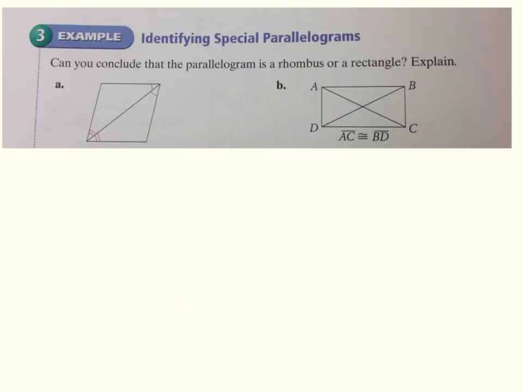In example 3, we're asked to figure out if these parallelograms are rhombuses or rectangles. Well, in part A, you have a diagonal bisecting the angles of the parallelogram, therefore A must be a rhombus. In part B, you've got the diagonals are congruent, therefore it must be a rectangle.